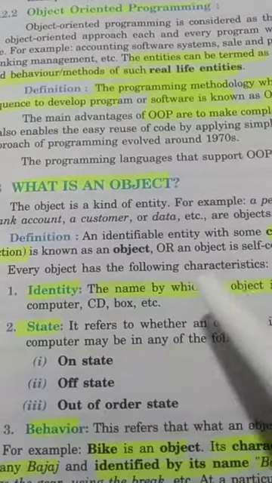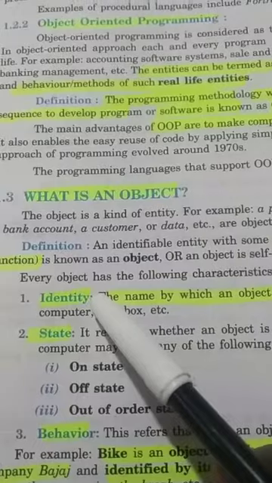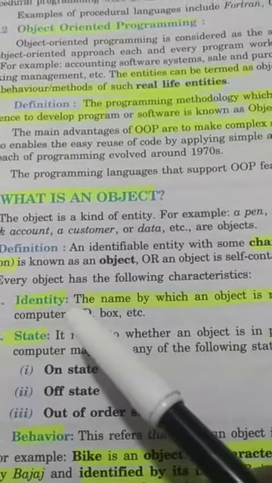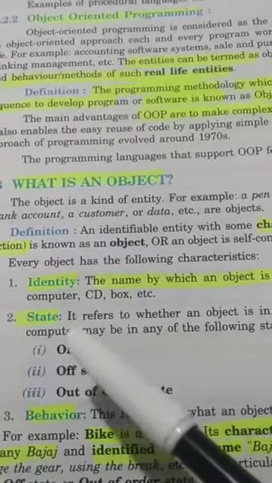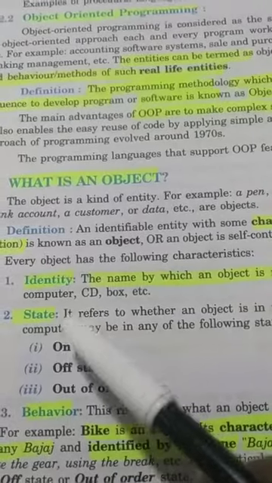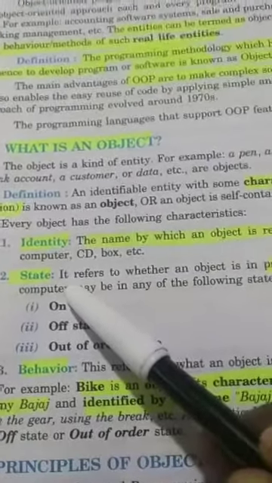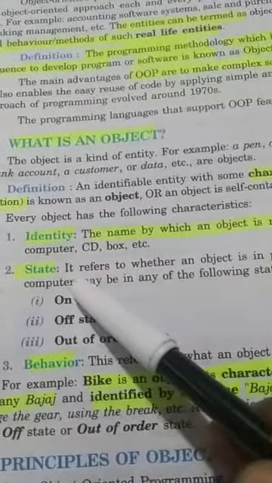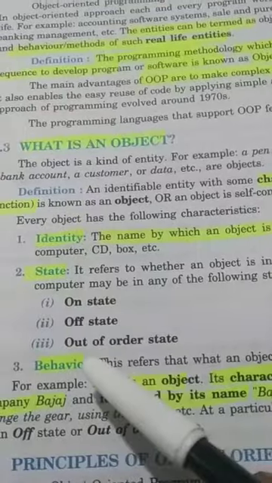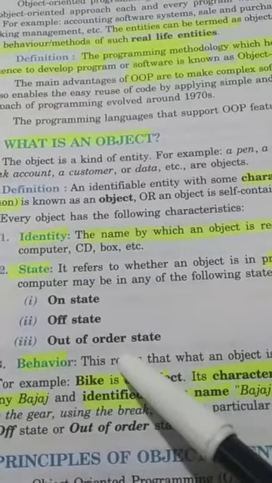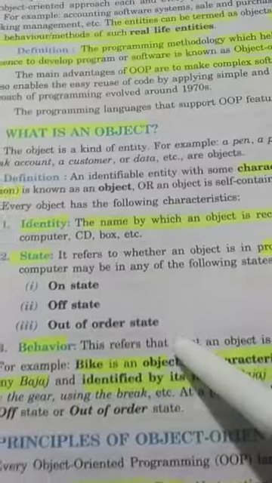Every object has the following characteristics. Identity means you can call that one a computer, you can identify it. And the state or characteristics mean which characteristics it contains, and behavior means how they are working within the function.